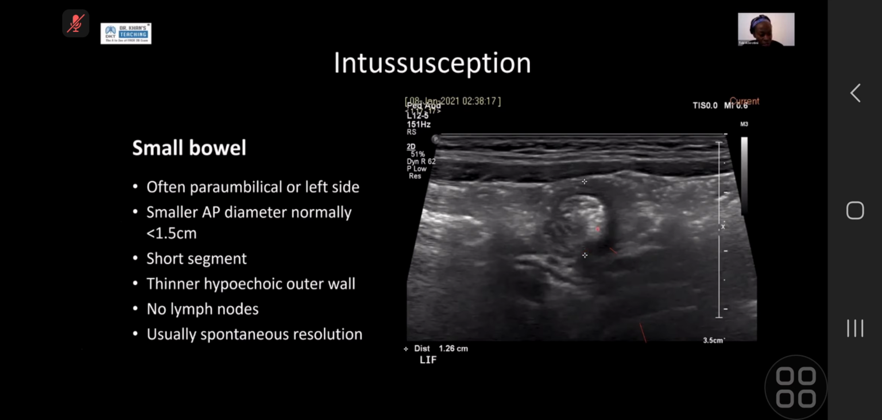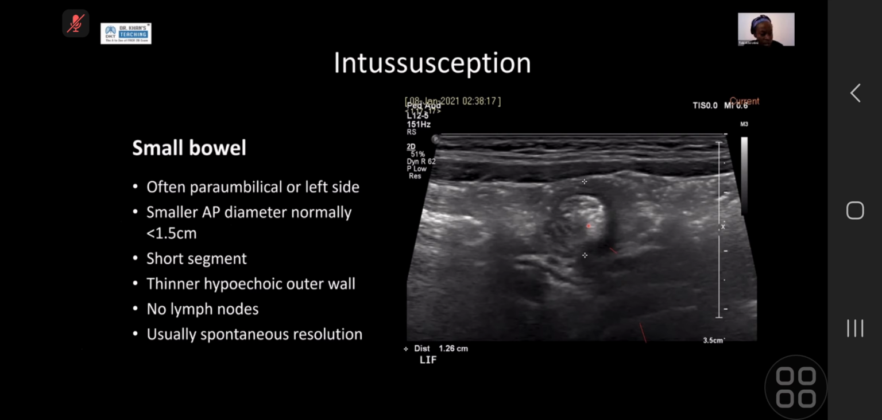You will still see the mesentery centrally, but you won't tend to see lymph nodes within them, which helps you differentiate. And normally, even as you're scanning, they will disappear. So you'll scan, you'll see it, you'll take your images, you'll scan something else, you'll come back to that area, and it's disappeared, or it's in another different part of the bowel.